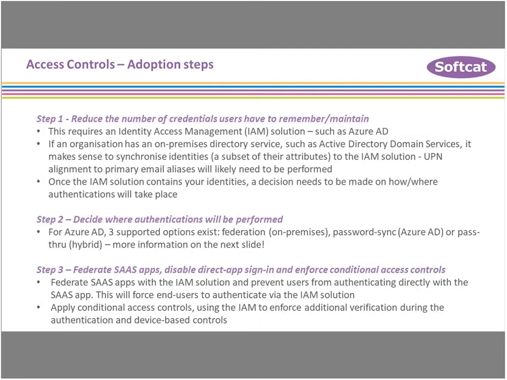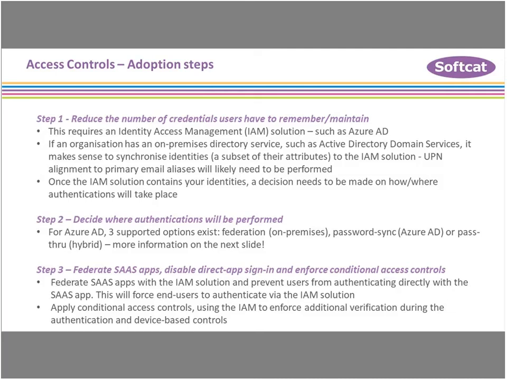So, adoption steps for effectively controlling access into SaaS applications. Step one, you need to reduce the number of credentials that users have to remember or maintain. Because if they have a different username and password for every SaaS application and they're using, say, 10 SaaS applications, they're going to write them down. As human beings, that's what we do. Or they're going to save them in the browser session. Or they're going to do something that impacts security to make their life a little bit easier. So in order to prevent that, what we say is, first of all, you're going to need an identity access management solution, such as Azure AD.